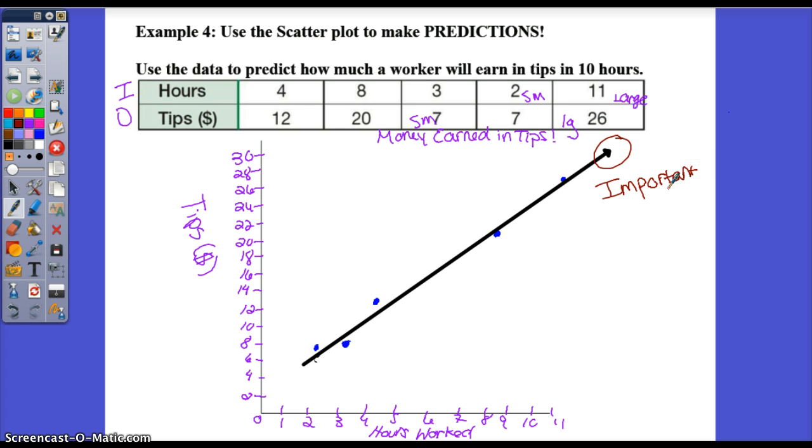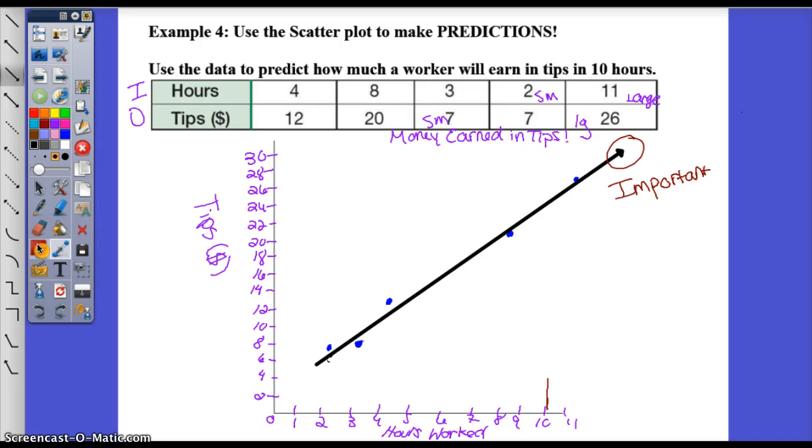Last but certainly not least, it says predict how much they'll earn in 10 hours. So what I'm going to do is go over to my 10 and draw a line straight up. I'm going to use a ruler, just a straight edge, and draw a line straight up to my trend line. So start at 10 and draw a line straight up.